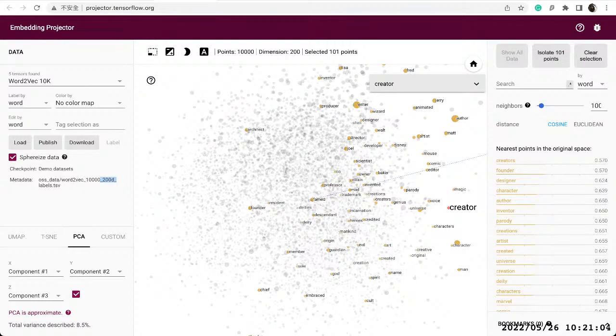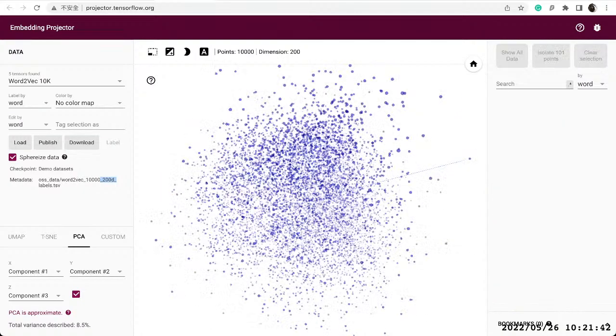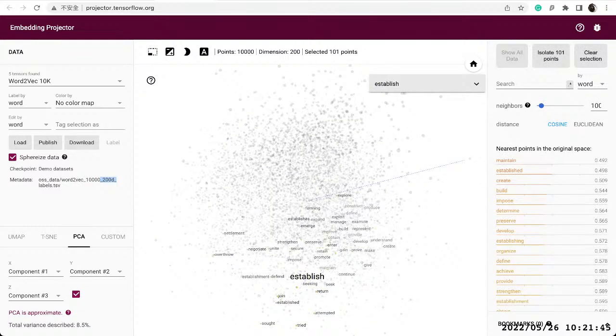Because those vocabulary words are interchangeable in the original corpus, for example Wikipedia. Maybe these 10,000 are from Wikipedia or some corpus. In that corpus, maybe creator, founder, and designer are interchangeable words, so they have almost the same semantic meanings. That is how you explain this specific word latent space. For example, establish has a semantic meaning related to words like maintain, established, create, build, impose, determine, something like that.